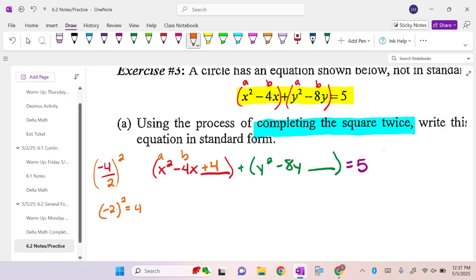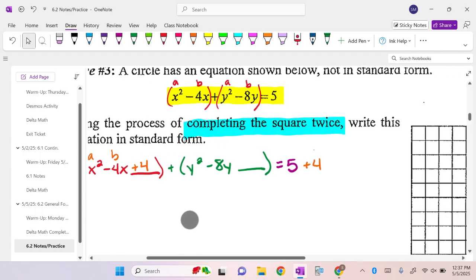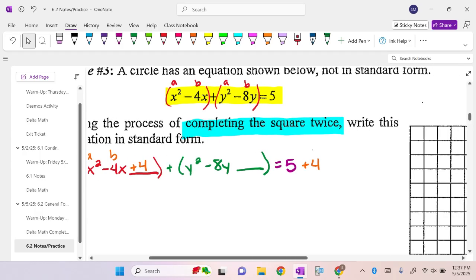Now, whatever I do to one side, I have to do what to the other? So if I added 4 on this side, what do I got to do over here? Add 4. Now, let's look at the y's. So, what about the y's? How can I complete the square for the y's?